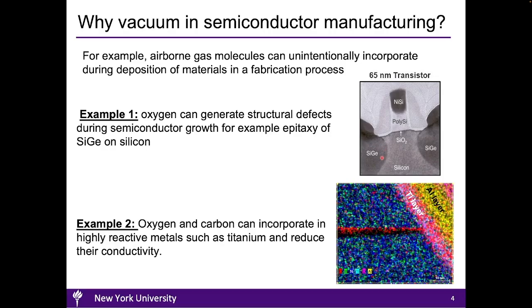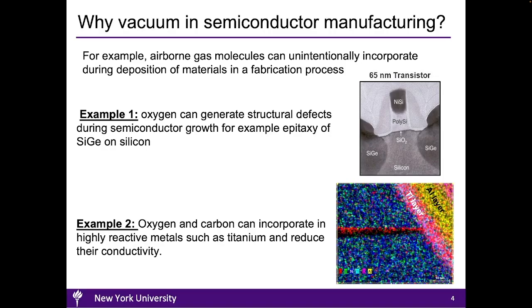Let us now look at another example. Some materials such as titanium are highly reactive in that they can interact with oxygen and carbon. Here is a cross-sectional transmission electron microscopy elemental analysis of a graphene device showing that the deposited titanium contact to graphene is not pure. It unintentionally incorporates both oxygen and carbon.